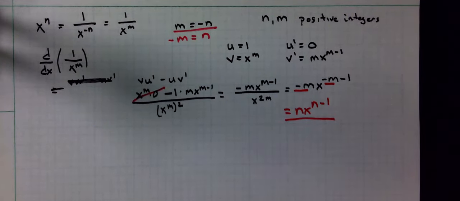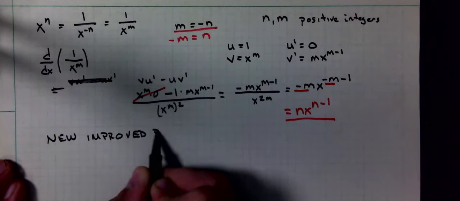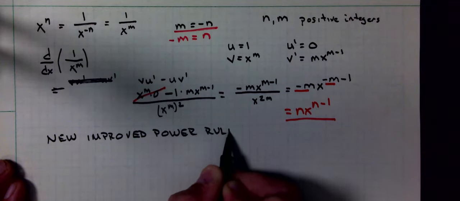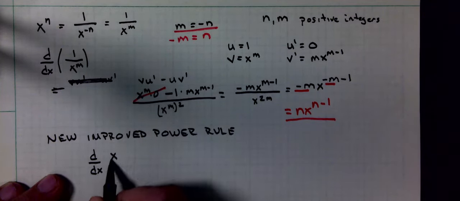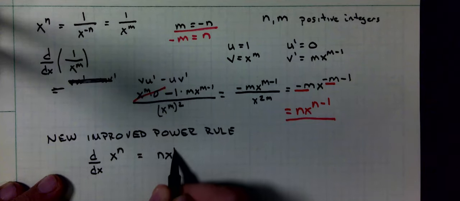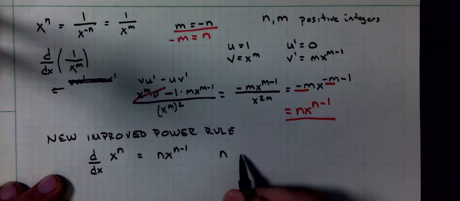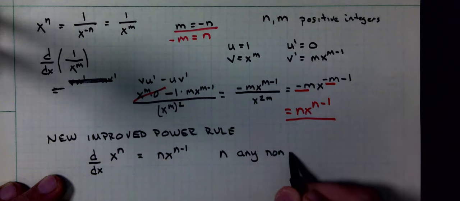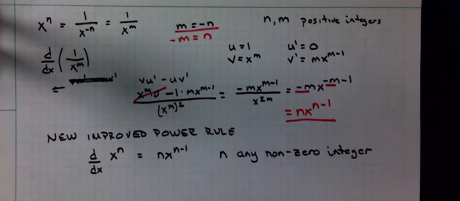So what this is telling us is we now have a new improved power rule, which says the derivative of x to any power n is equal to n x to the n minus 1. Same thing, multiply by the exponent, subtract 1 from the exponent. And in this case, n can be any integer, not 0. Our original power rule was good for positive integers. The new improved power rule extends that to negative integers.